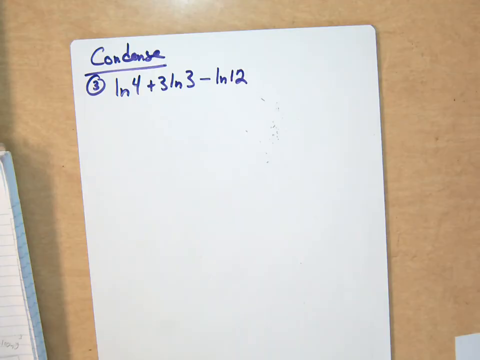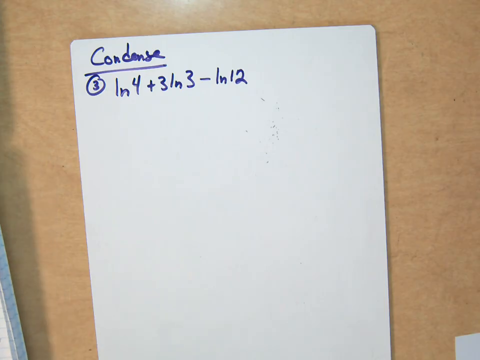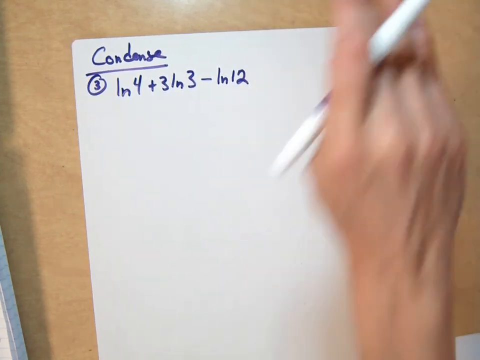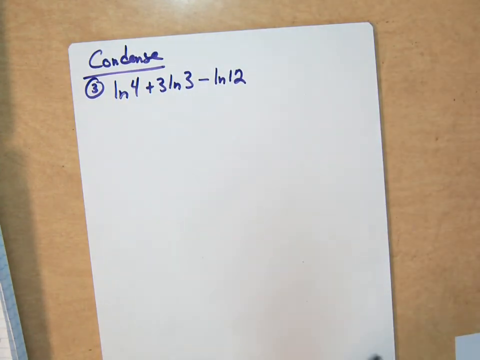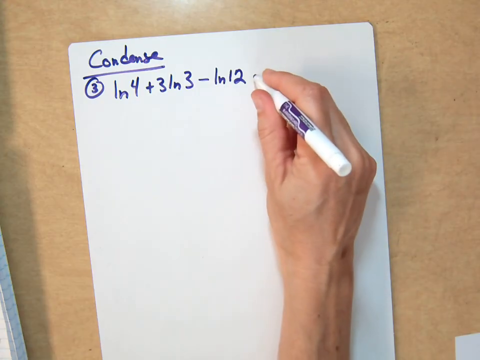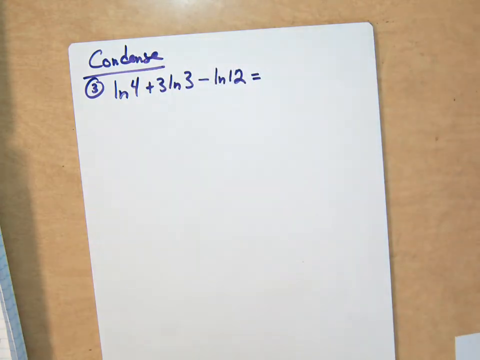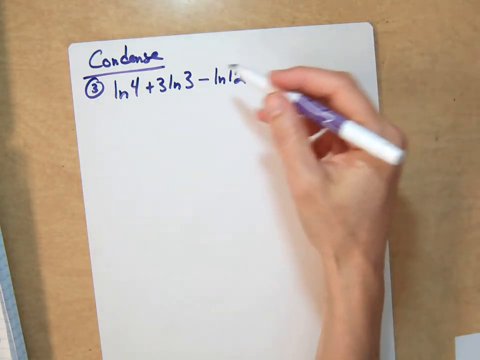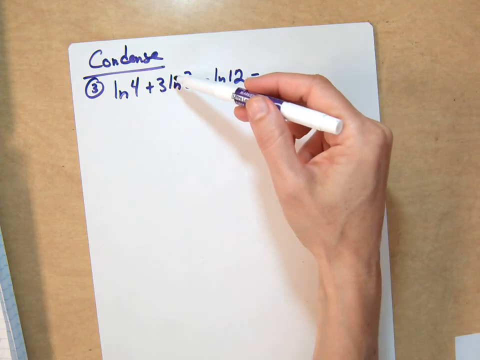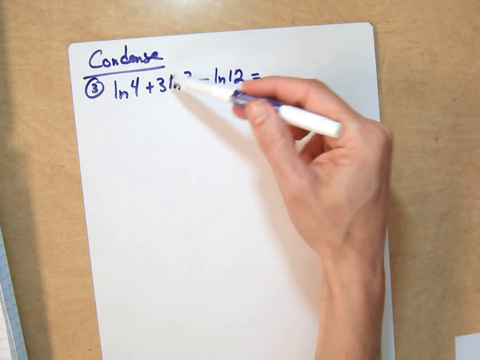To review, what's natural log's base? Common log is base 10, natural log is base e. All the same properties that we just learned apply the same way with natural log. So we are going to make this a nice answer and condense this. We start with anything where we can use the power property, so we're going to move this 3 up to be the exponent.